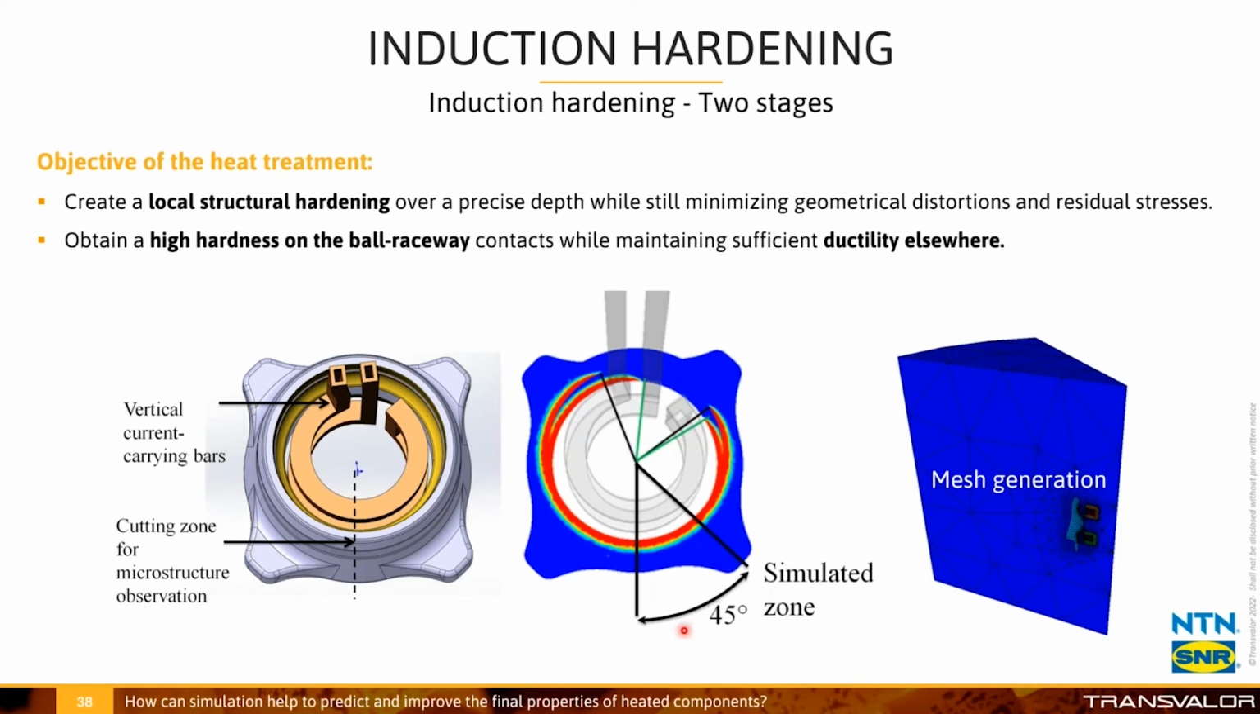In this simulation, we will take just a portion of the part, 45 degrees of the part, to reduce the computation time. And here we see the mesh that has been used during the electromagnetic simulation. During the electromagnetic simulation, we model the inductor, the part, and the air.